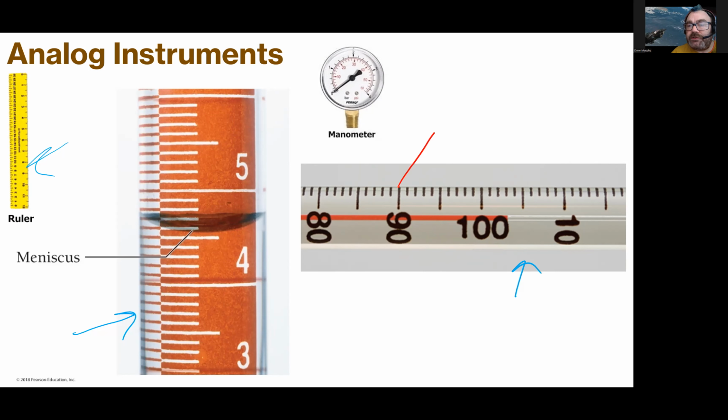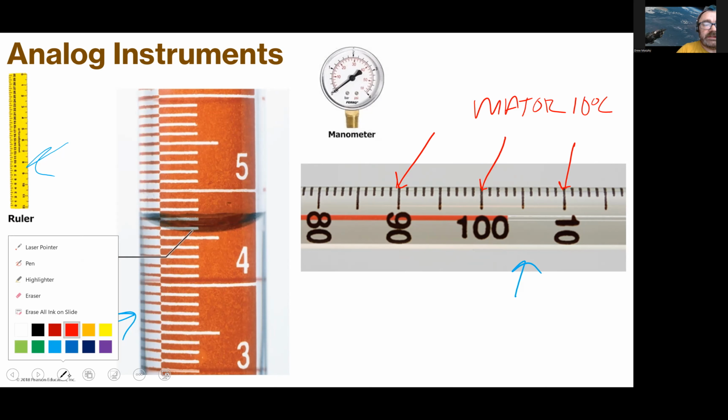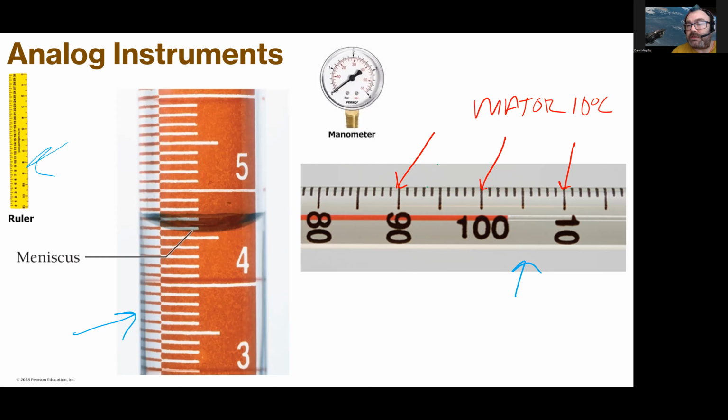So we have major markings. These are the ones that have the numbers on them. This one was broken down by 10 degrees. I'm going to assume it's Celsius. Don't like having units there. And then in between the major markings, we have minor markings. All of these in between are the minor markings. These minor markings are 1 degree C because there's 10 of them in the 10-degree gap between the major markings.